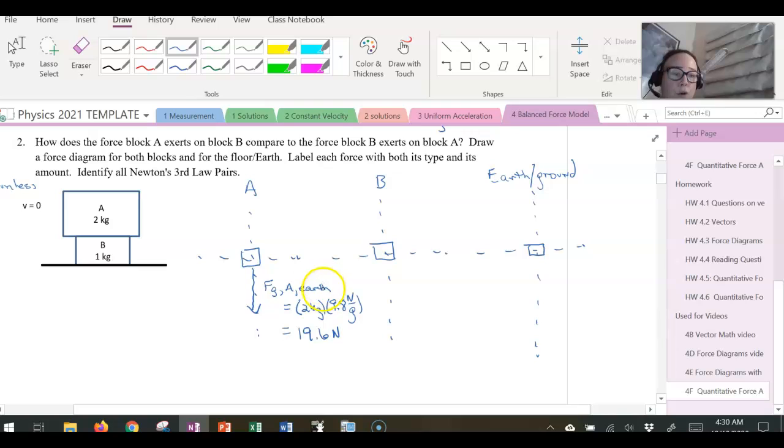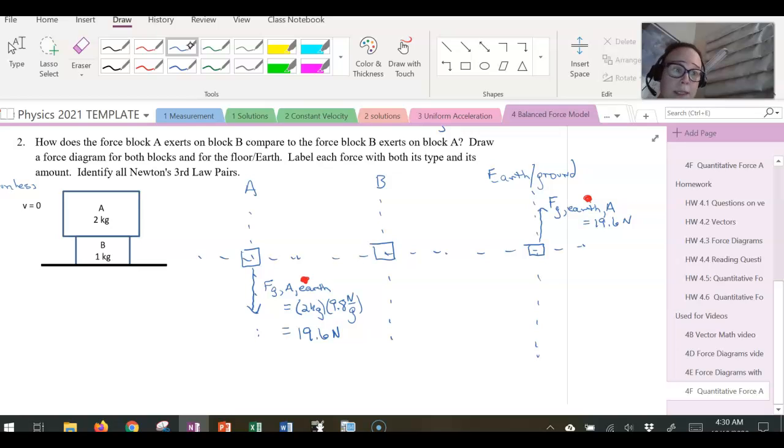And so just like the Earth is exerting a gravitational force on block A, well, block A is exerting a force on the Earth, and this is the third law pair of that, and so it has the same amount of force, but it's in the opposite direction. And so I'll just put a little symbol next to these so that we understand that they are third law pairs.